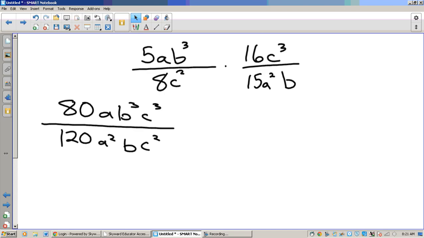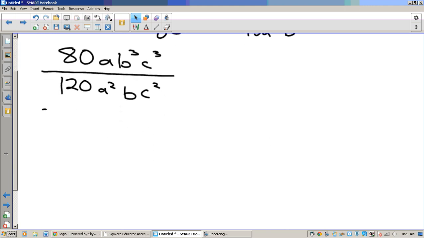Anyone have any ideas of how I could simplify from there? If you split them up like the like terms, kind of? Yeah, certainly. So you could split it up like 80 over 120, a over a squared, b cubed over b, c cubed over c squared. If it makes it easier for you to split them up like this, certainly go about it. If you want to just deal with it all in one line, that's fine too.